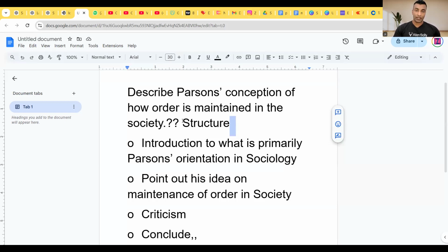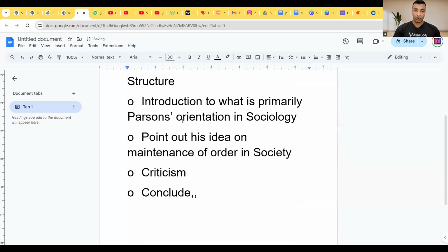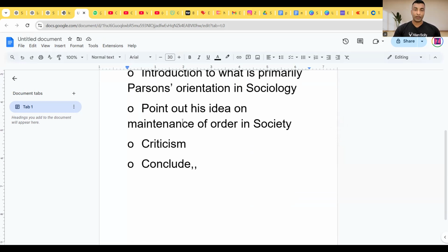This is a structure that you can follow actually. You can talk about what primarily Parsons' orientation in sociology is, and then you can point out his idea on maintenance of order in society, criticism, and conclusion. So this is mainly that moving equilibrium. That's something which you already know. We talk a lot about that, right?